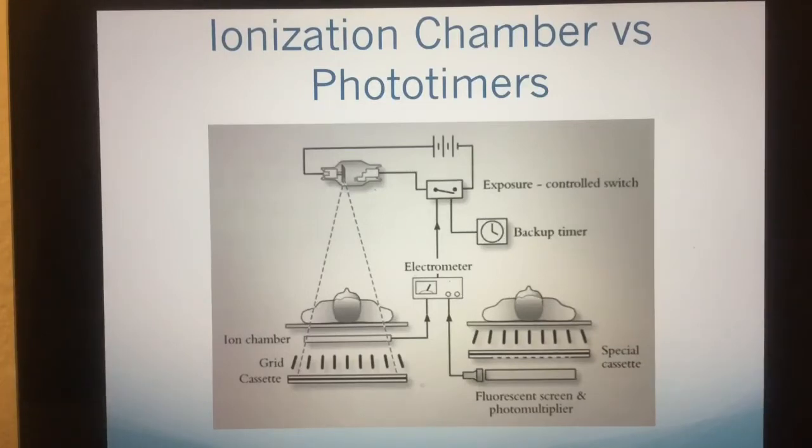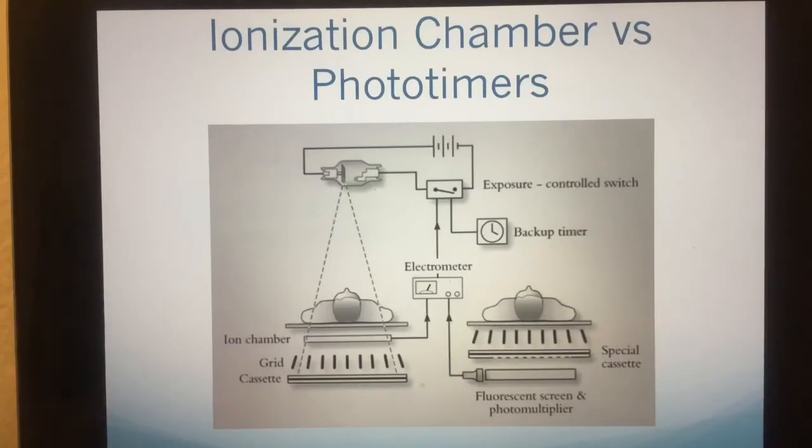The fluorescent screen and the photomultiplier are positioned behind the image receptor. The X-ray photons exit before being detected by the chambers. This makes the phototimer an exit-type device system. Also, it's important to mention that in both systems, the electrical charge is always proportionate to the amount of radiation received.